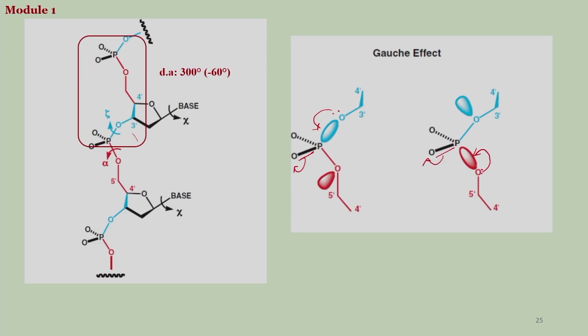Resonating structures. So, although these are single bonds, free rotation around single bonds should have been really possible and should have happened, but there are somewhat restrictions. And overall the Gauche effect as well as the resonating structures actually lock the local conformation of the skeleton in this fashion.